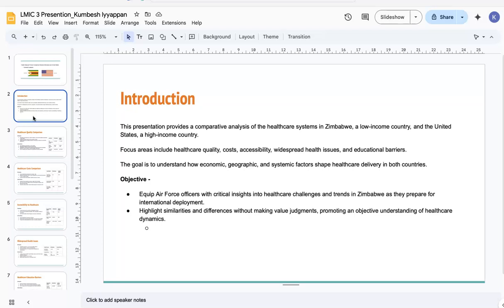low-income country, and the United States, which on the other hand is a high-income country. I'll be focusing on specific areas like healthcare quality, cost, accessibility, widespread health issues, and educational barriers for medical students. The goal is to understand how these systemic, geographic, and economic factors shape the healthcare system in both these countries.